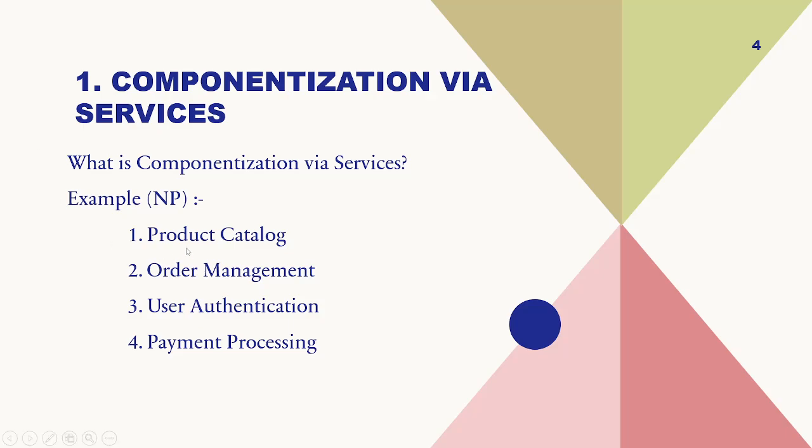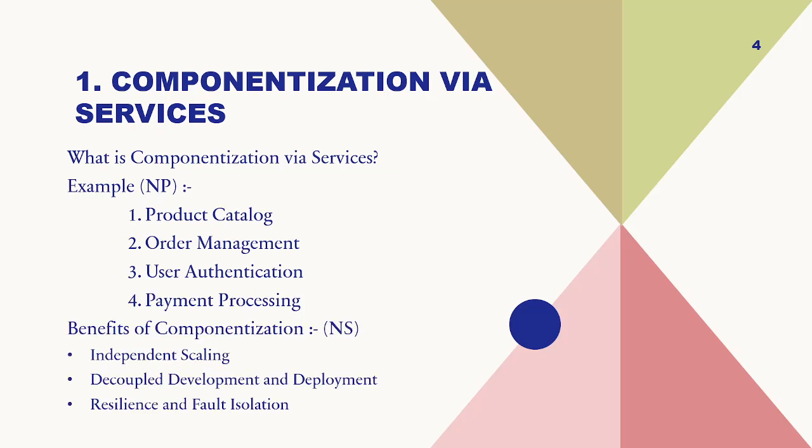Such as, first, the product catalog, a service that manages all product information. Second, order management, which manages orders, tracking, inventory, and shipments. User authentication handles login, registration, and user data security. As for payment processing, it manages payment methods, transactions, and refunds. Each of the services is built, run, and deployed independently. Each has its own code base, process, and ports, allowing it to be easily updated and scaled as needed.